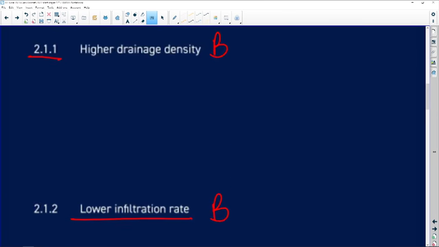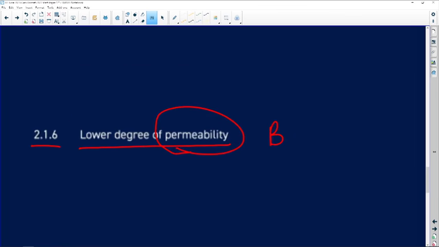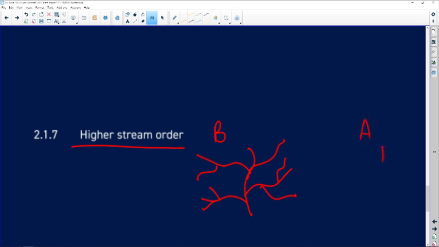Okay, now the last question regarding drainage basin A and B. It's 2.1.7, high stream order, that's B. Now, what is stream order? When we have many tributaries, it's going to be a high stream order. I'm quickly going to explain this to you. That's, for instance, drainage basin B. It's not exactly the same as our diagram.